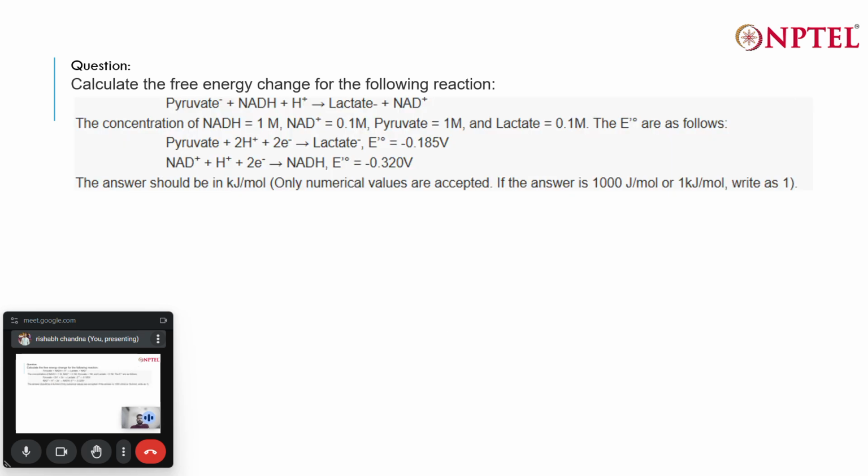Okay, so let's move on to the next question. Calculate the free energy change for the following reaction. So pyruvate is dehydrogenated: pyruvate plus NADH gives lactate plus NAD plus. This is a reaction controlled by lactate dehydrogenase, and the concentration of NADH was 1 molar, NAD plus 0.1 molar, pyruvate 1 molar, lactate 0.1 molar, and E naught is given for pyruvate, that is the reduction potential basically. So this is minus 0.185, and for NADH it's minus 0.320. So we have to calculate the delta G naught for the reaction.